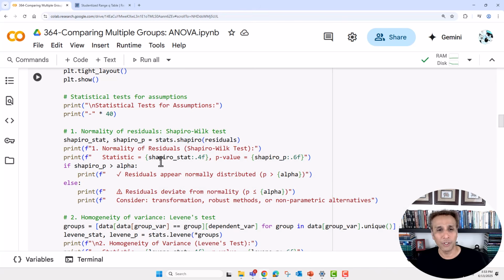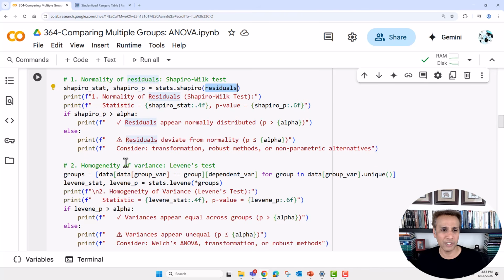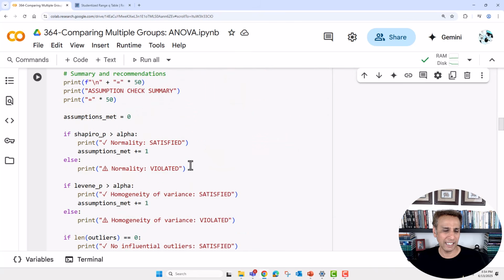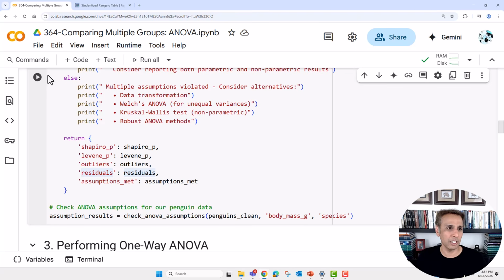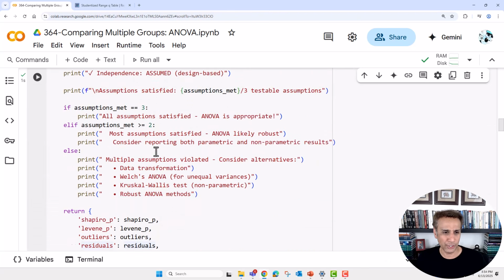We know for normality we use the Shapiro-Wilk test, and again we get the residuals and we apply Shapiro to it. And for homogeneity of variance, when you compare the variances, how homogeneous or how close they are, you use Levene's test right there on both. And then you use Shapiro. I think everything else is just a matter of printing. So let's go ahead and check this.